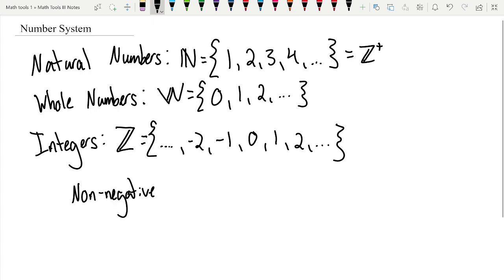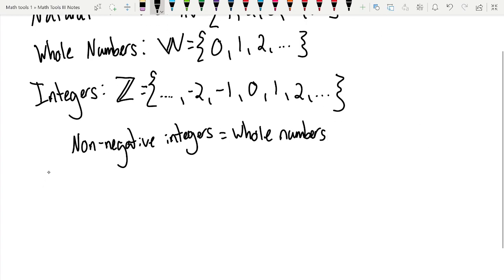Non-negative integers would be the whole numbers, basically. So if an author intentionally doesn't want to use the natural numbers because they do want to include zero, they might call it the non-negative integers. If they just want the natural numbers, they might call it the positive integers. So these things are all just kind of used interchangeably in proofs.